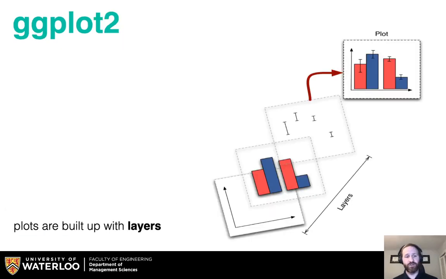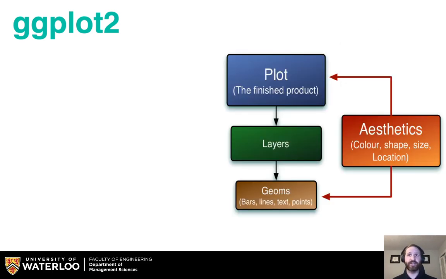Now, in ggplot2, plots are built up with layers. So you start with the base layer, and then you start to add different elements as you need them. It's organized like this. You have the plot, which is the finished product, which is made up of different layers. And those layers are made up of geoms: bars, lines, text, and points, things that are more analogous to the marks that we saw with Munzner's outline of information visualization.